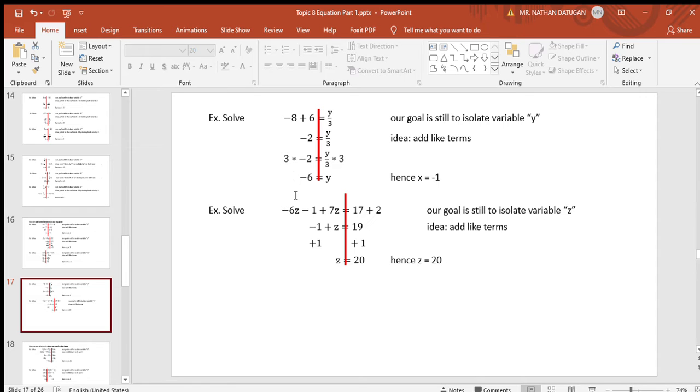Now our last example: we have negative z minus 1 plus 7z is equal to 17 plus 2. Again, isolate the variable z. First things first, add like terms. Let's start with the left side, negative z. Is there any like term with negative z? Yes, it's 7z. If you add the like terms, you're going to simply get 6z, and negative 1 is still negative 1.